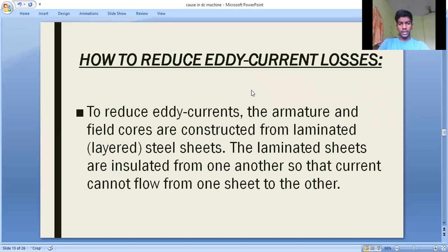To reduce eddy current, the armature and the field core are constructed from laminated steel sheets. The laminated sheets are insulated from one another so that current cannot flow from one sheet to the other.